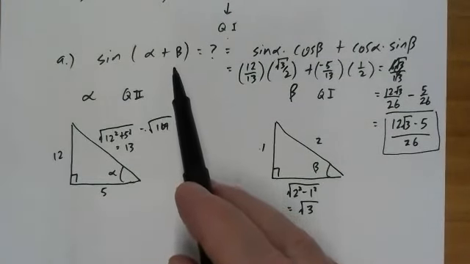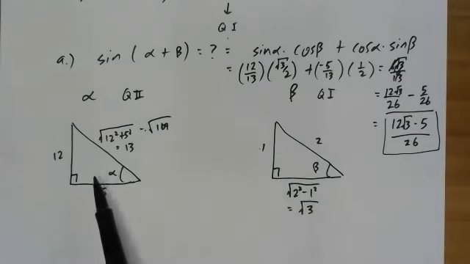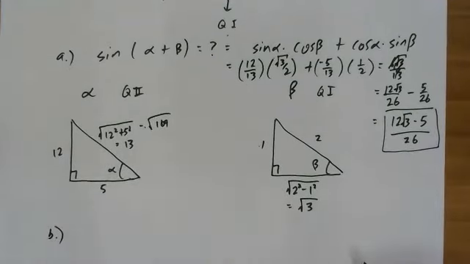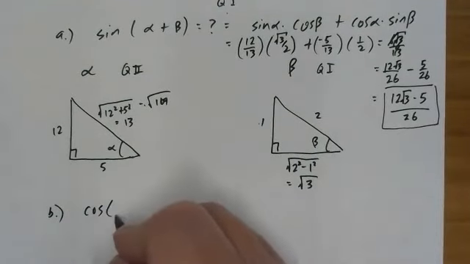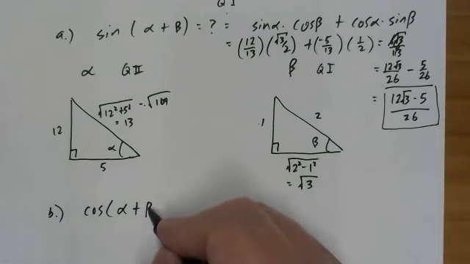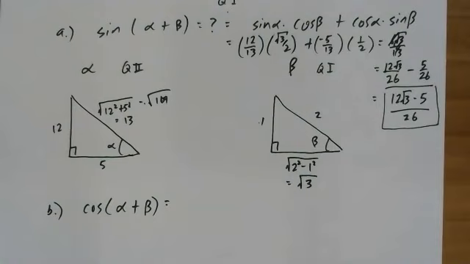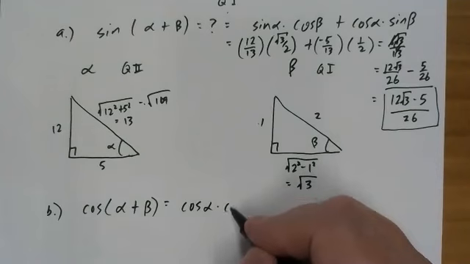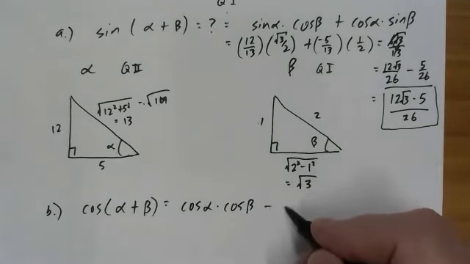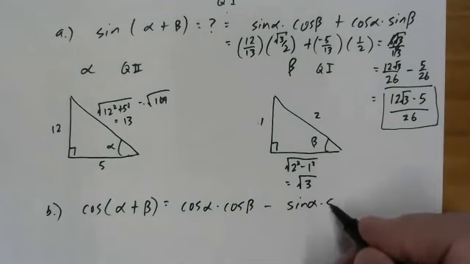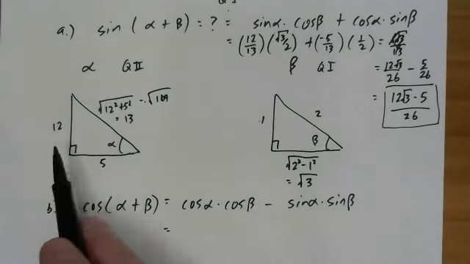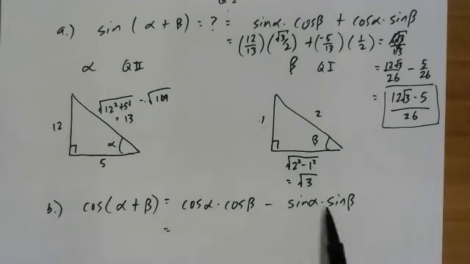Now there's three more parts, and for all the parts, I'm going to use these two triangles here. It's just the formulas change. So let's see if we can do them fairly quickly. So part B, they want to know the cosine of alpha plus beta. So I go back and look at the formula for the cosine of the sum of two angles, and you get cosine alpha times cosine beta minus sine alpha times sine beta. So now I just go to my alpha and beta triangles, same triangles, and plug in these numbers.